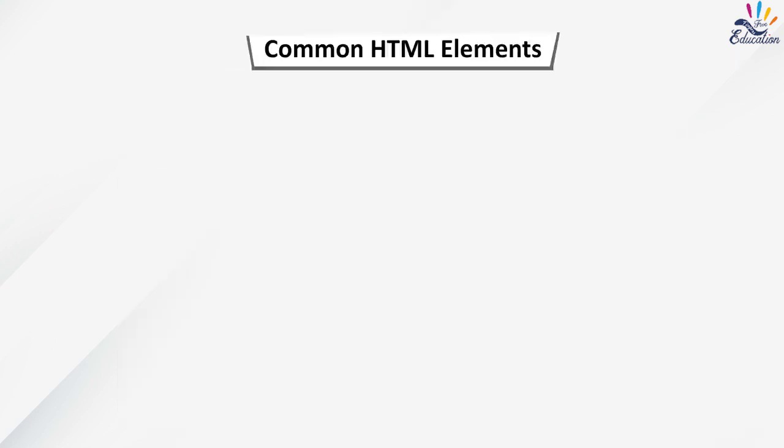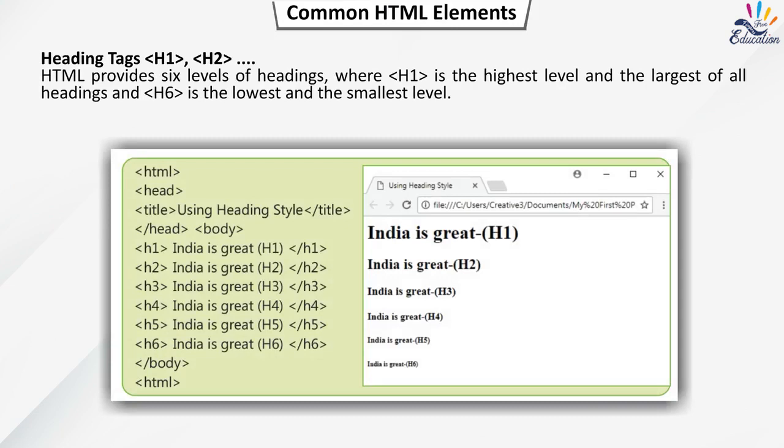Common HTML elements. Heading tags H1, H2. HTML provides 6 levels of headings, where H1 is the highest level and the largest of all headings, and H6 is the lowest and smallest level.